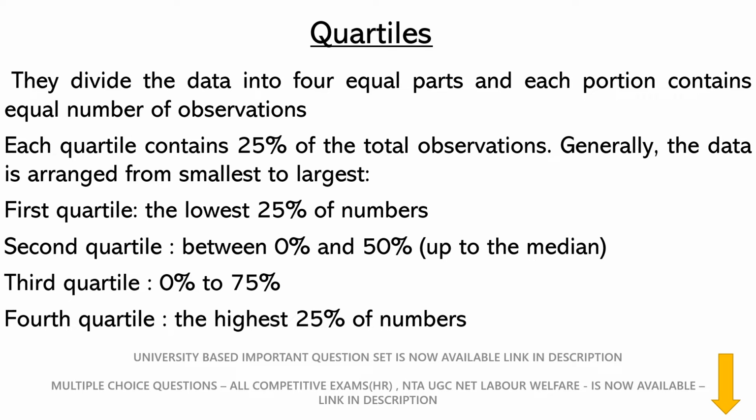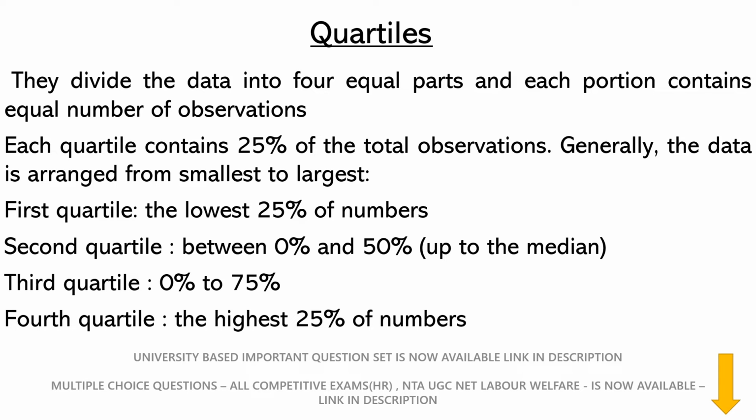So now you understood, the median is there, which is the mid value. So the second quartile is the next lowest percentage, not the lowest one, the smallest one, but the next lowest 25%, which is below the median, up to the median. Next, Q3, the third quartile, means the second highest 25% of numbers, which is above the median, and the last quartile is the highest 25% of numbers.